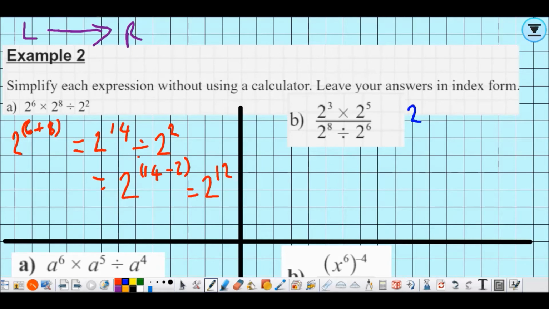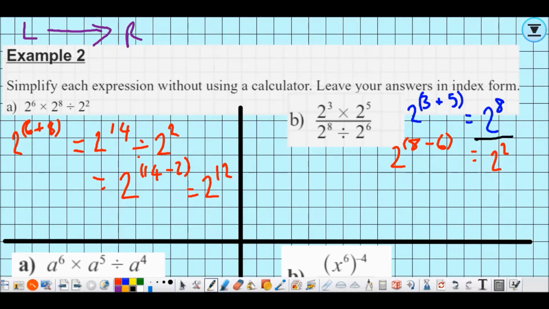So we've got 2 to the power of 3, add 5, so that's going to give me 2 to the power of 8 on the top. Now do the bottom, 2 to the power of 8, subtract 2 to the power of 6 is going to give me 2 to the power of 2.